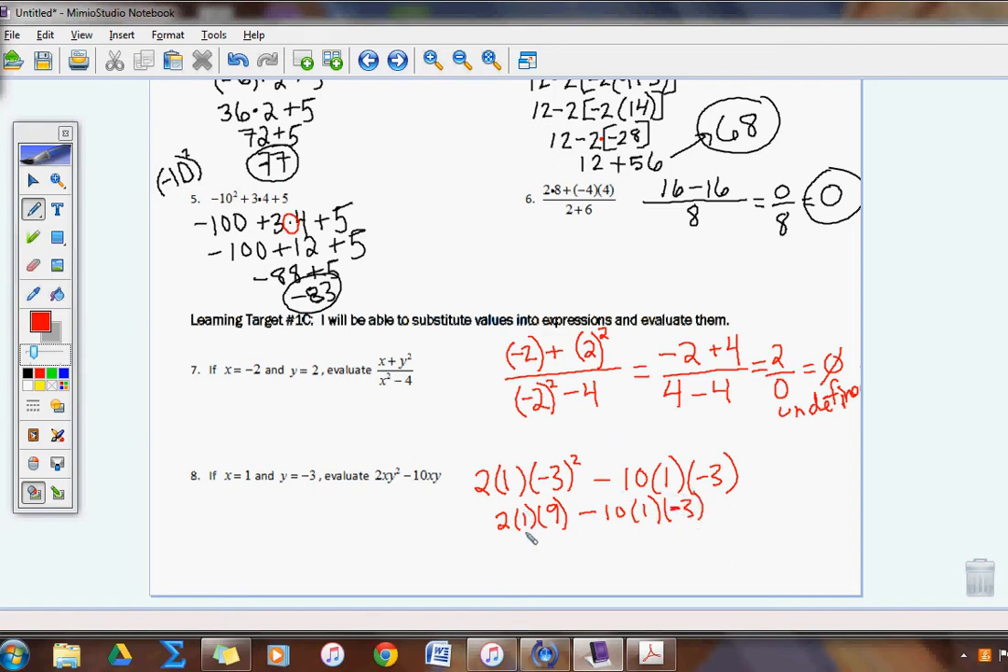Now, when you have multiple multiplications, we just want to go left to right. So I'm going to do this a little bit faster. What's 2 times 1? 2 times 9, 18. So we want to do all that multiplication first. And then we're going to have minus, what's 10 times 1? 10 times negative 3, negative 30. Which actually, minus a negative is going to turn into our addition. And that's how we get a final answer of 48. Okay, I hope this is helping.